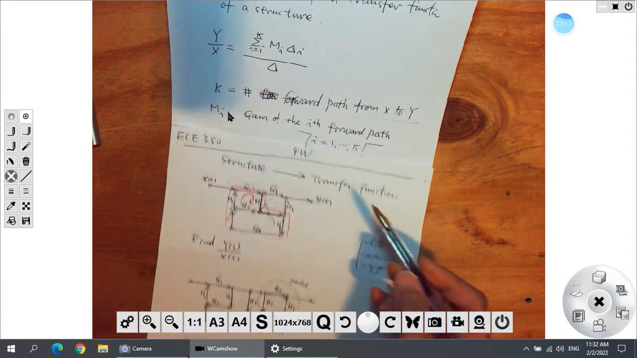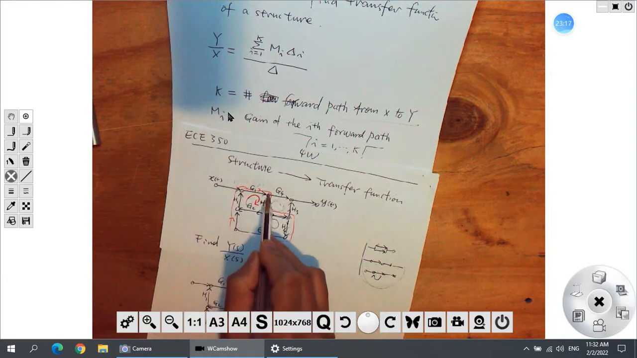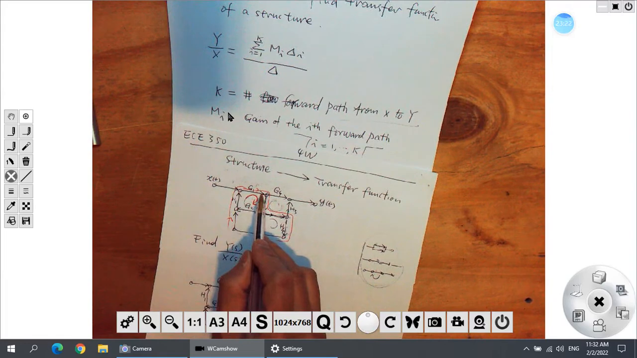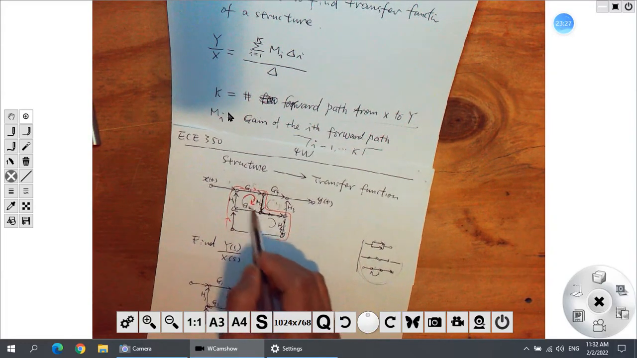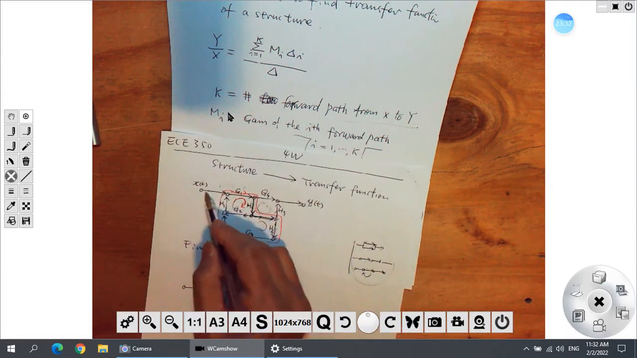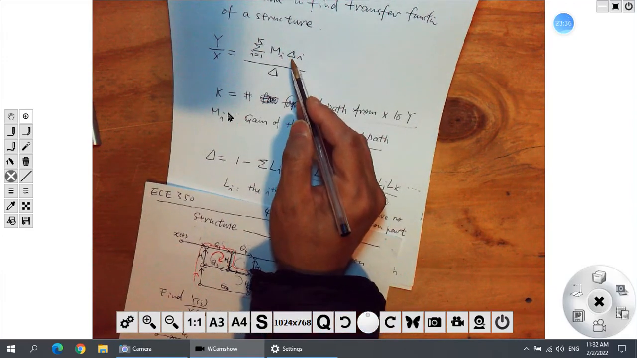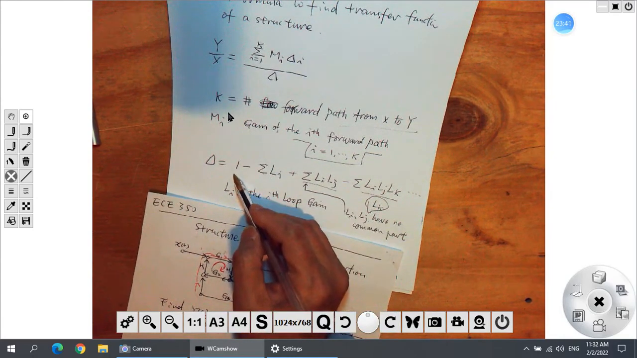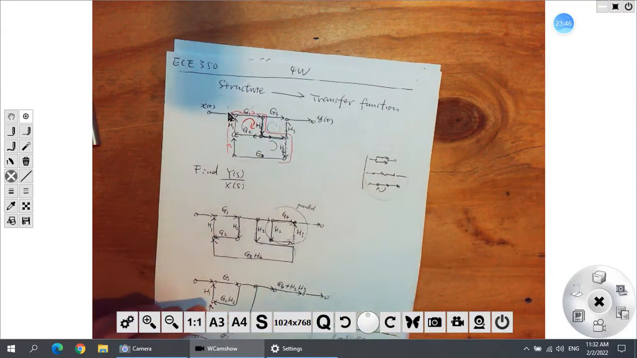And the second path is here, right? The second forward path from X to Y is here. And it still has some part shared with those 2 loops. So for the second path, delta 2 is still 1 minus nothing. It is still just 1. Alright, now we can see this one. We can have the structure.